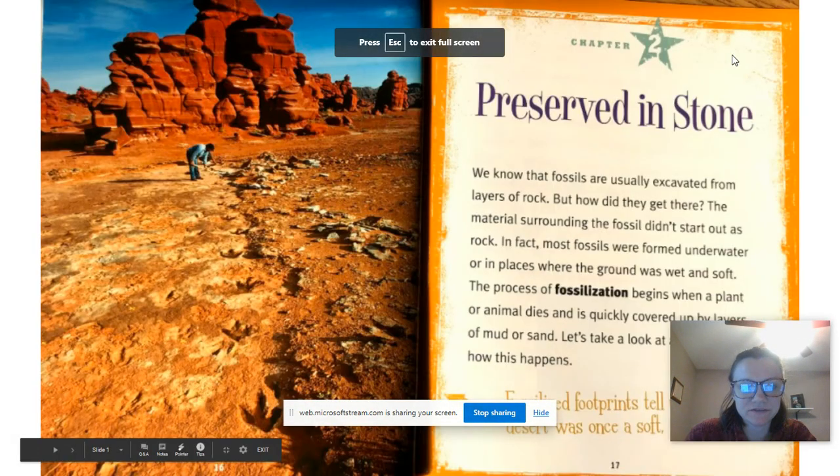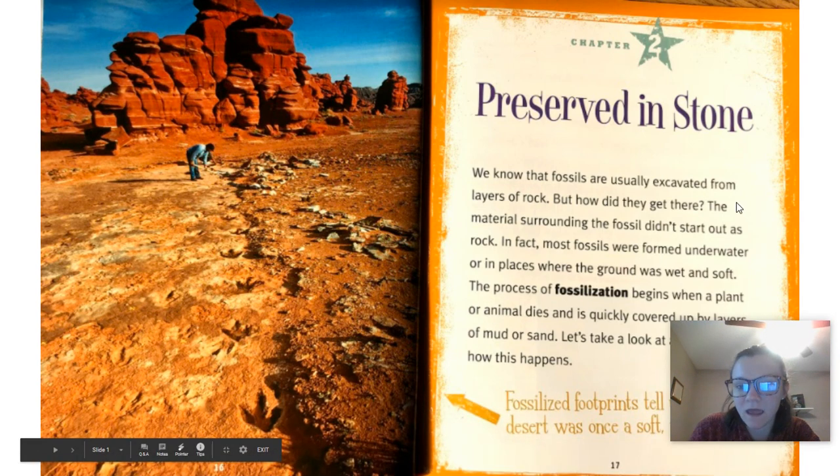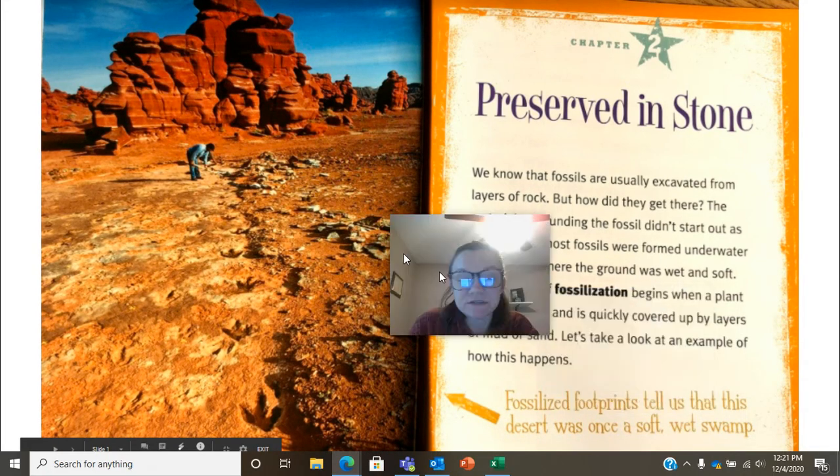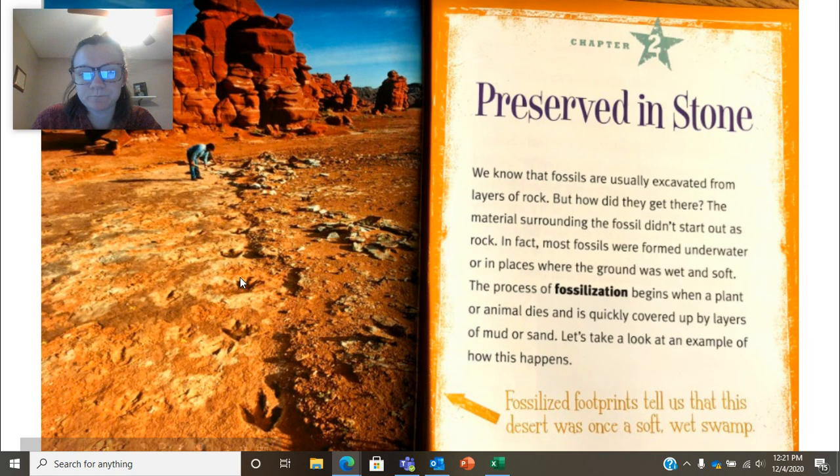All right, we are going to read chapter 2 of our book, Fossils. Chapter 2, Preserved in Stone. We know that fossils are usually excavated from layers of rock. But how did they get there? The material surrounding the fossil didn't start out as rock. In fact, most fossils were formed underwater or in places where the ground was wet and soft.